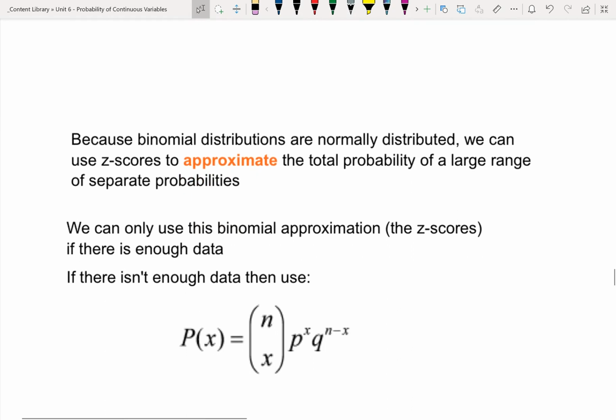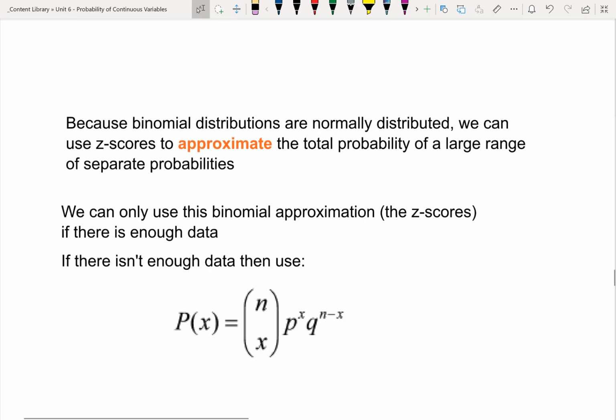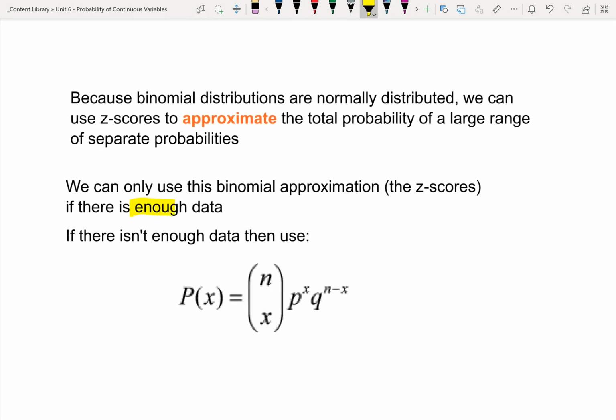Because binomial distributions become normally distributed, we can use z-scores to approximate the total probability of a large range of separate probabilities. So we can only use the binomial approximation, using z-scores, similar to what we've done so far in this unit, if there is enough data. That is the key thing. If there isn't enough data, we have to use this formula and use the tables to figure it out.